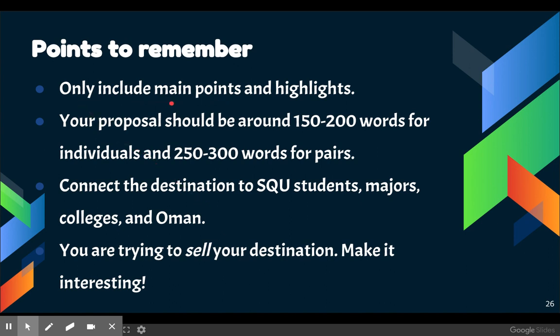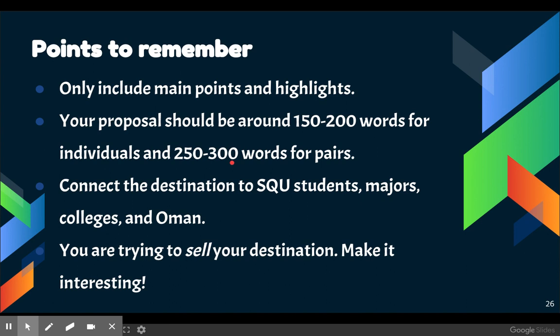So some points to remember as you go to write your proposal. Remember to only include the main points and highlights. You don't want to include a lot of specific details or extra information like cost or hours of operation. That will come later. For individuals, you're going to be writing around 150 to 200 words. And for pairs, because you are writing about 6 attractions, yours is going to be a bit longer, 250 to 300 words. You're following the same steps, you're just including more sentences, those 3 extra attractions in your one proposal.